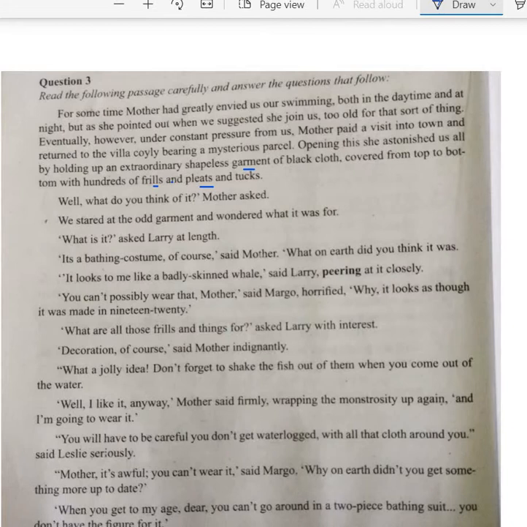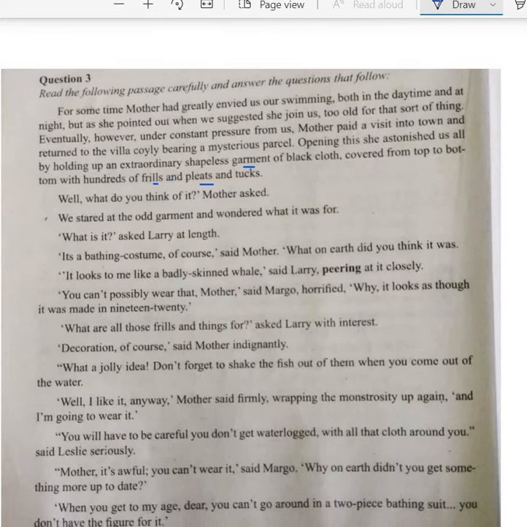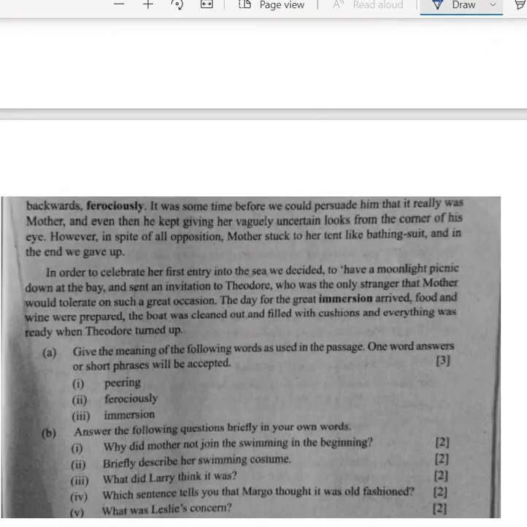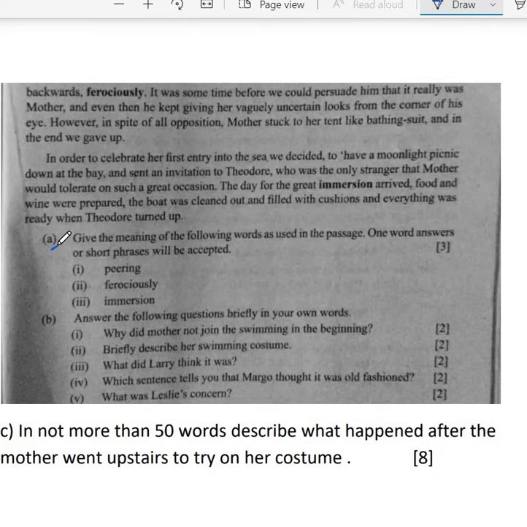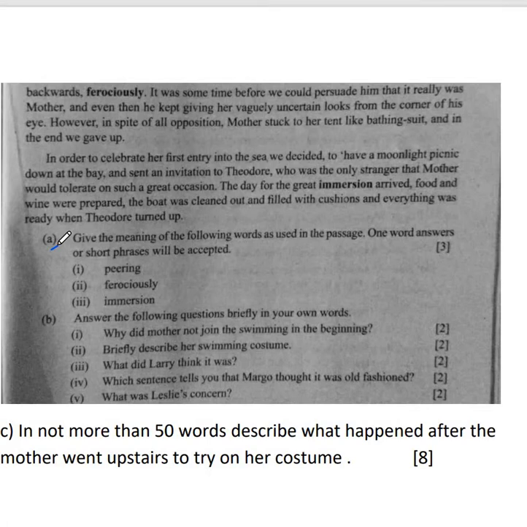Now another point which I have told you is that in the comprehension part, you will find three words given, and you are asked to write the meaning of these words. The instruction is given in this way: give the meaning of the following words used in the passage, and one word or short phrases will be accepted. So here 3 marks will be there.